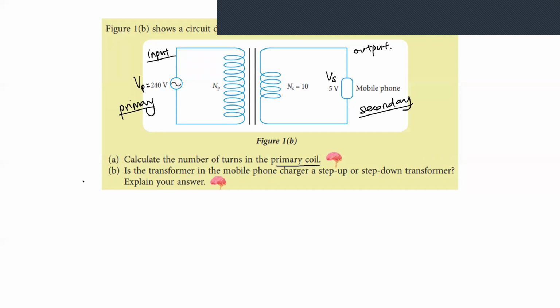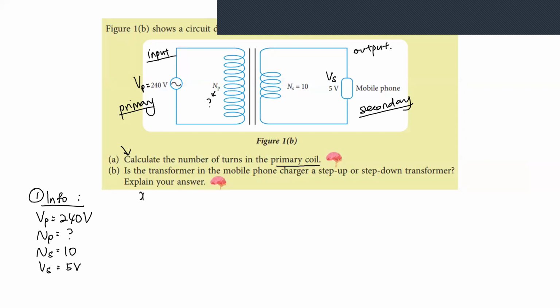Right, then calculate the number of turns for the primary coil, meaning NP equals to, don't know. So step 1, info. Let's write VP 240 volts. NP, don't know, leave it as a question mark. And NS, don't forget to write the variable, it's 10. VS is 5.